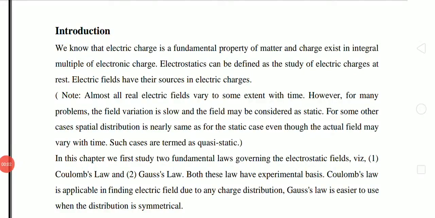Dear students, let us see a small introduction about electric charge. We know that electric charge is a fundamental property of matter, and charge exists in integral multiples of the electronic charge. Electrostatics can be defined as the study of electric charges at rest. Electric fields have their sources in electric charges.